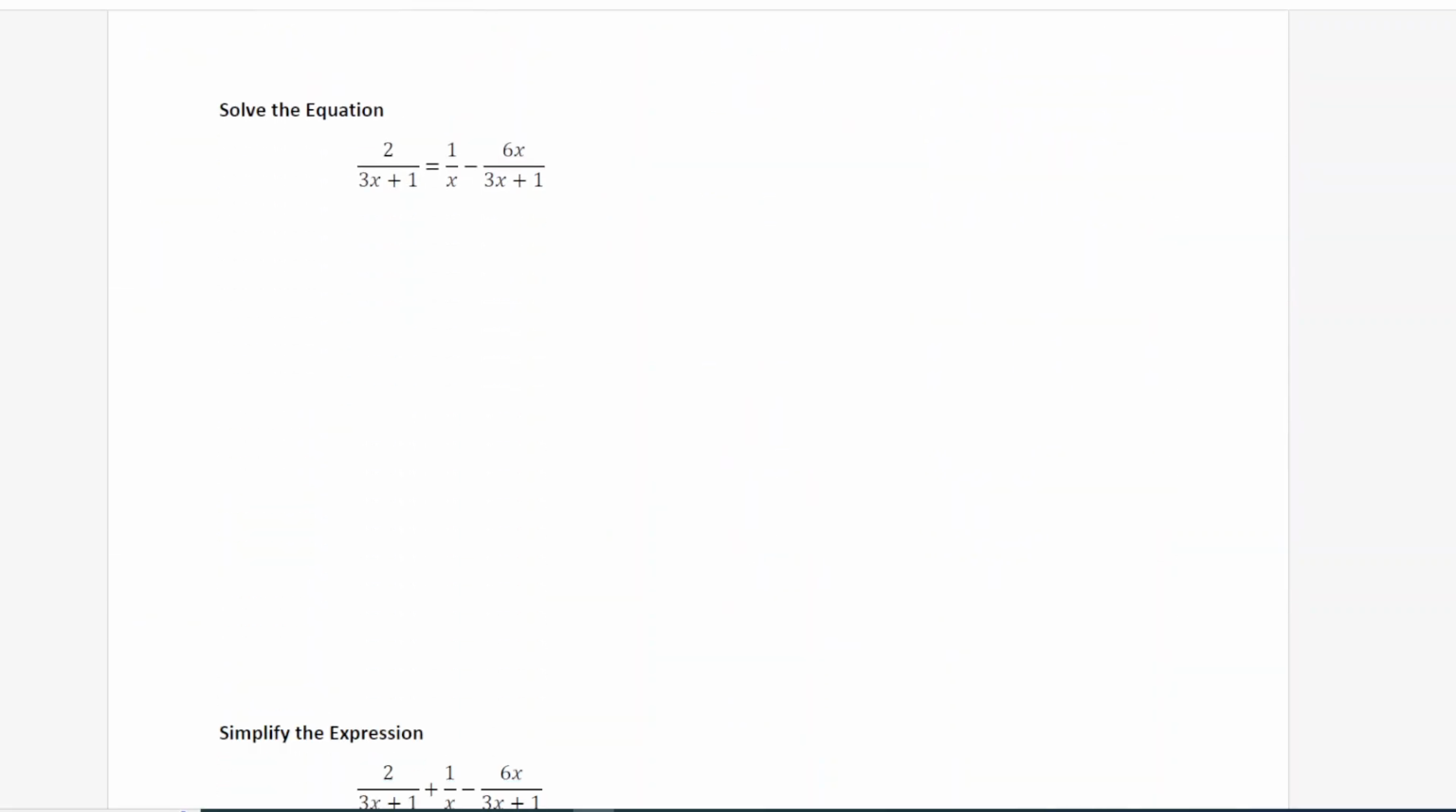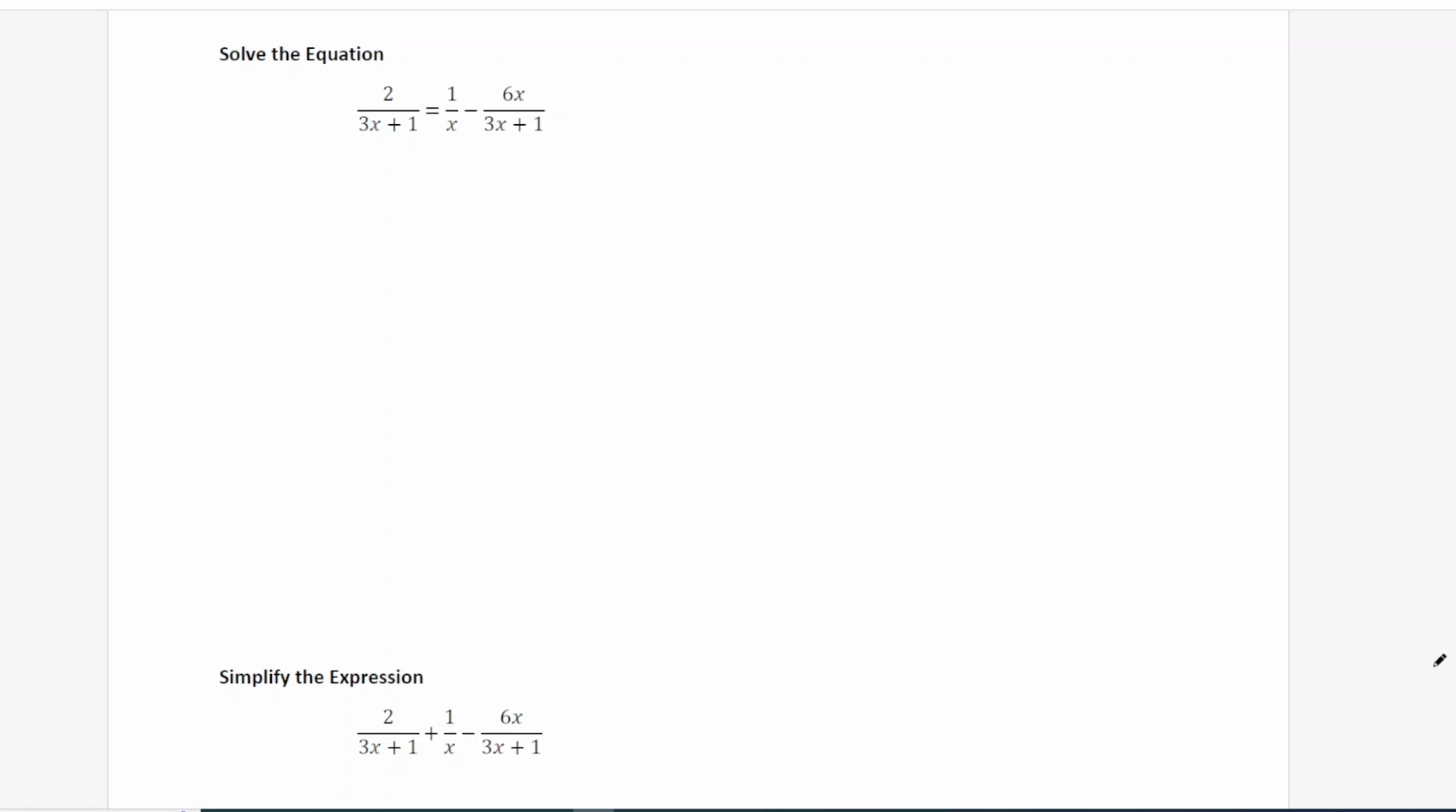This last example that we're going to do, okay, we're going to talk it through. So step number 1, factor, but there wasn't anything to factor. So step number 2 is I'm going to find the lowest common denominator. So I need an x and I need a 3x plus 1. So then the domain would be, again, x cannot equal 0 and 3x plus 1 cannot equal 0.